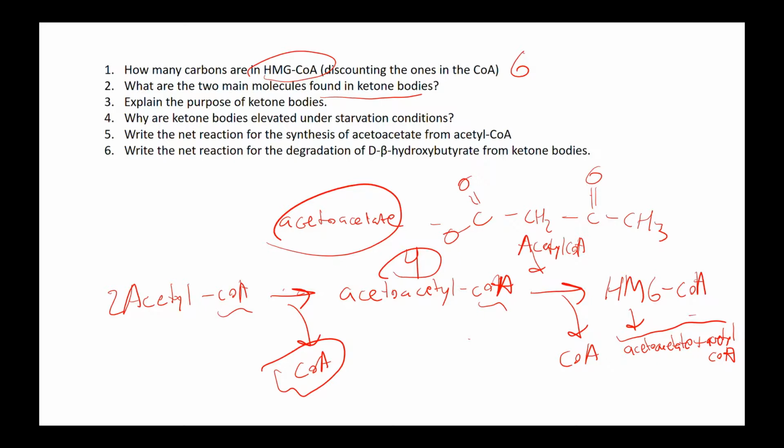Number 5 asks you to write the net reaction for the synthesis of acetoacetate from acetyl-CoA. We took for our reactants 3 acetyl-CoAs. So I'll write a reaction up here: 3 acetyl-CoAs, 3 reactants.